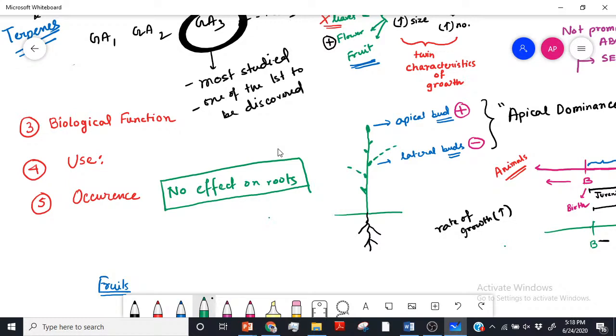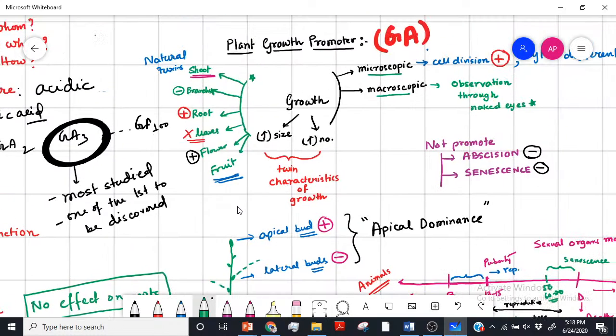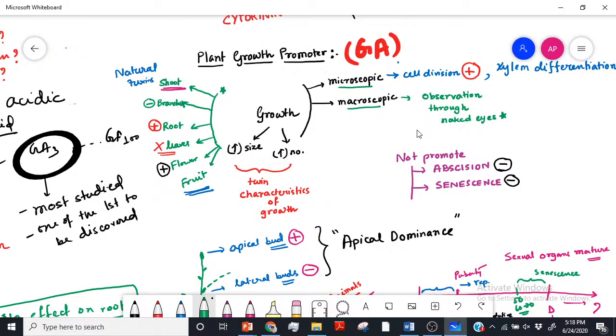Now we are left with the biological function and the use of gibberellin. Gibberellin is a plant growth promoter, PGP. So what will it do? It will do all the stuff that we mentioned over here. Let me clean up the board a bit.